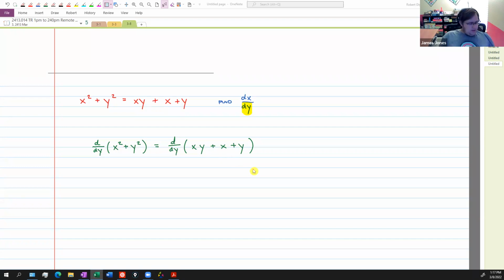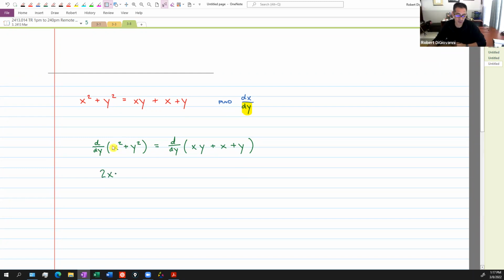It would be 2x dx over dy. 2x, good. So that's the chain rule. The 2 comes out, we get x to the first power. And now what James is doing is taking the derivative of x with respect to y. And that's not 1 anymore.